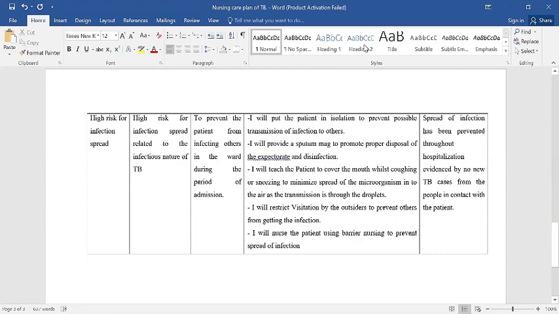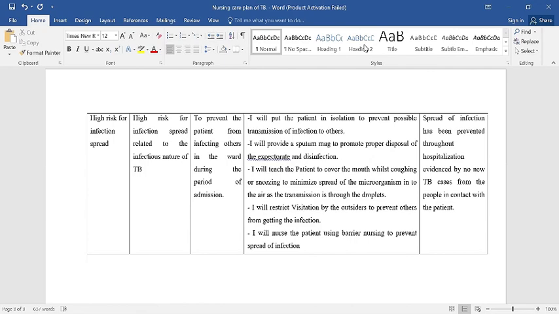So we're going to make sure that we restrict visitation by the outsiders to prevent spread of infection. And our last intervention is I will nurse the patient using barrier nursing to prevent the spread of infection. Remember, the patient is the one who is infectious. So we are going to implement barrier nursing so that you protect yourself as a nurse or as medical personnel from contracting that disease. So those are the interventions under spread of infection.